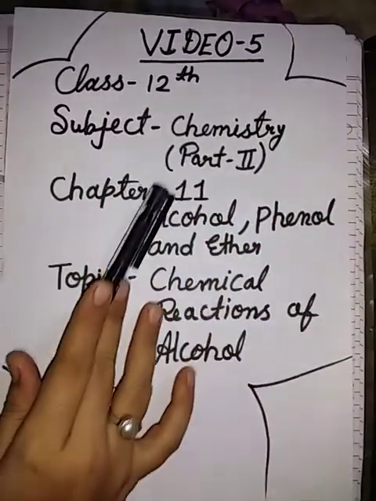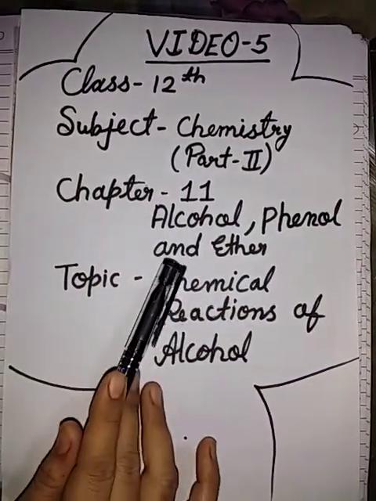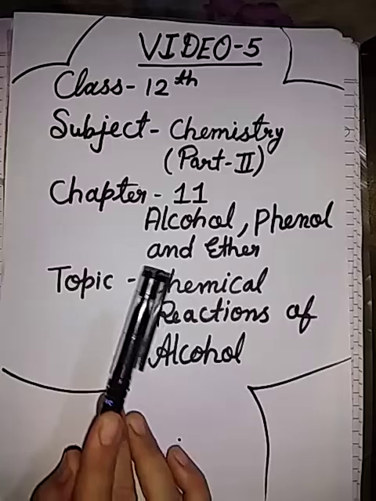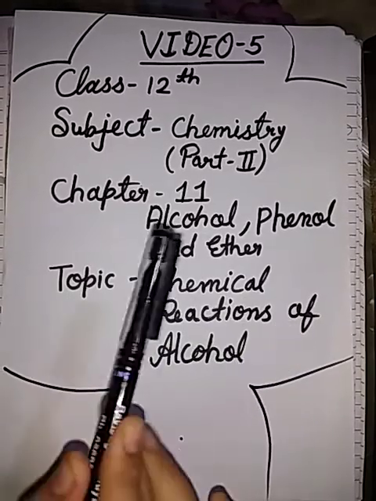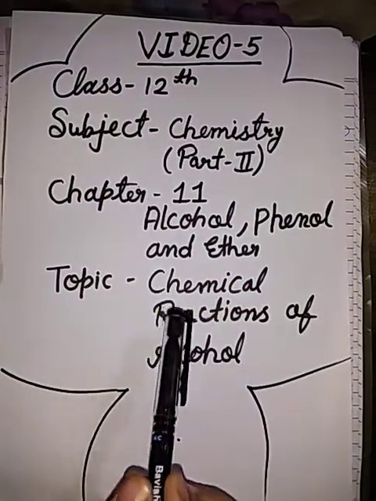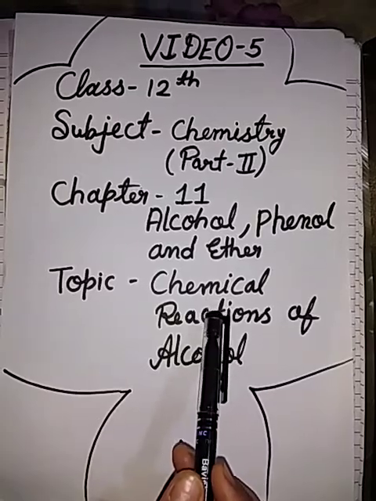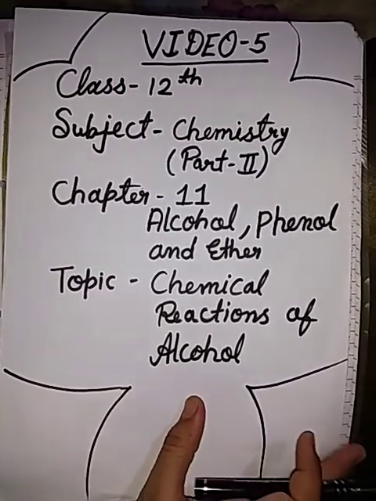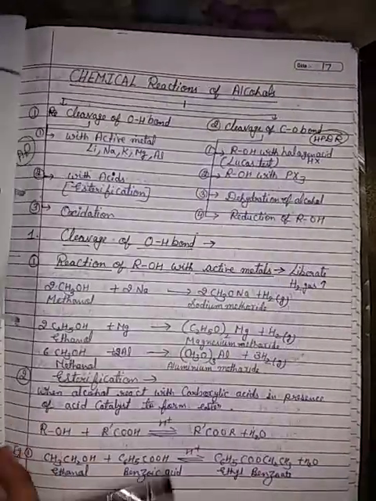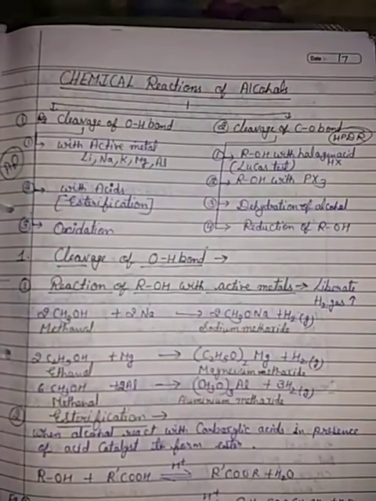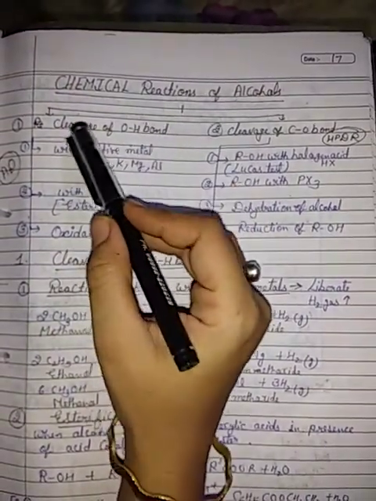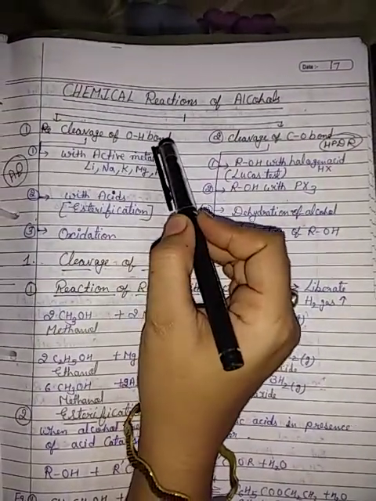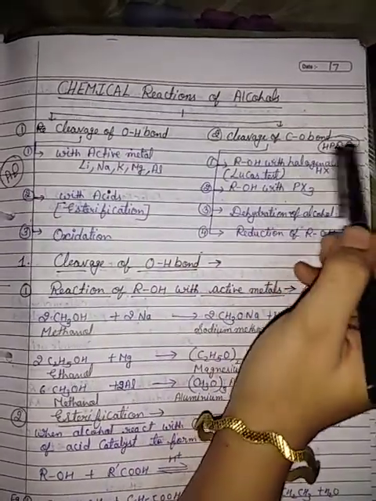In video number 4, I have already discussed the preparation of alcohol, and in this video I am going to tell you about the chemical reactions of alcohol. Chemical reactions of alcohol are explained by two types: cleavage of the OH bond, and second, cleavage of the CO bond.